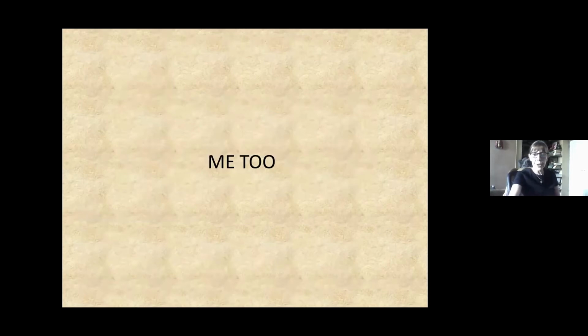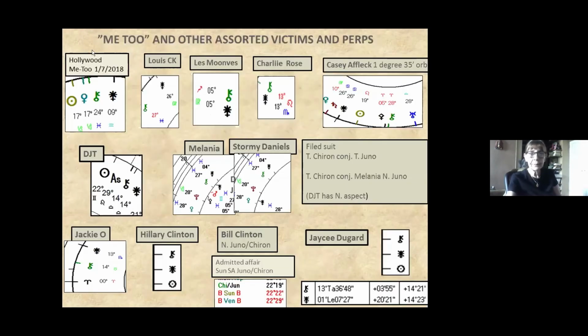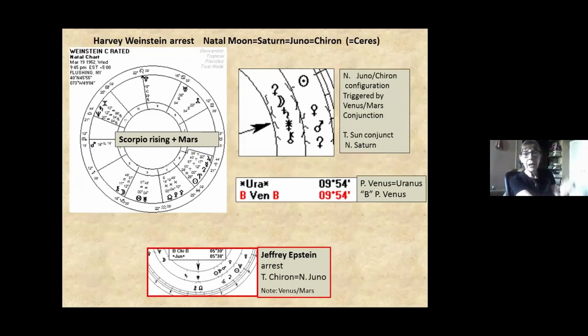So I did some research on the Me Too movement over the past couple of years and found Juno Chiron. So when Harvey Weinstein was arrested, first of all, let's look at Harvey Weinstein's chart for a second. I mean, we really wouldn't have to go past this Mars on the ascendant in Scorpio. It kind of says the whole thing right there. But at any rate, he does have more than that. He's got natal Moon, Saturn, Juno, Chiron, and Ceres.